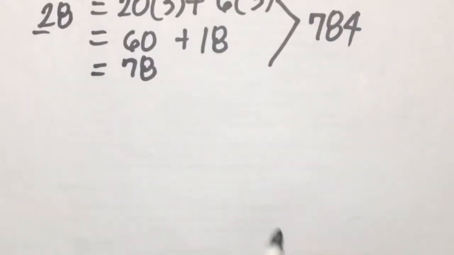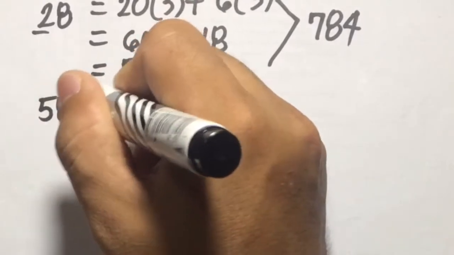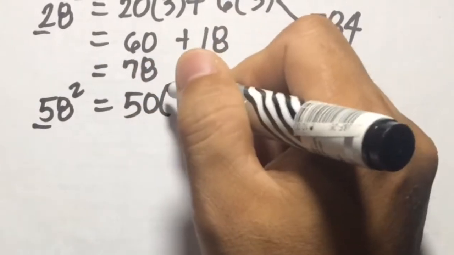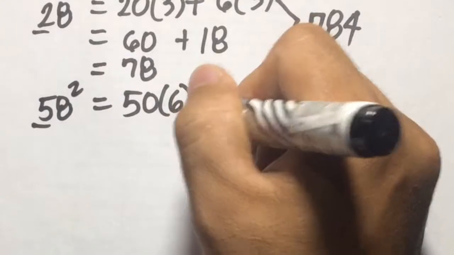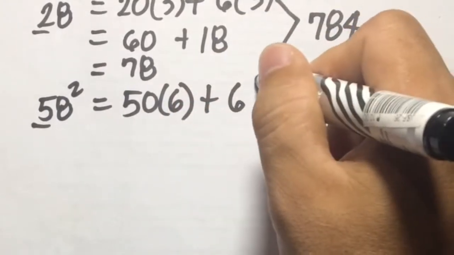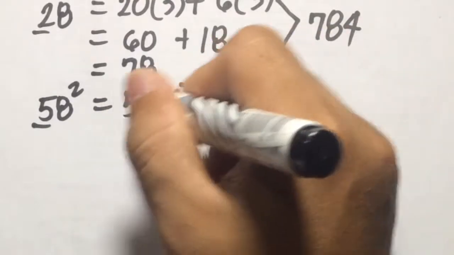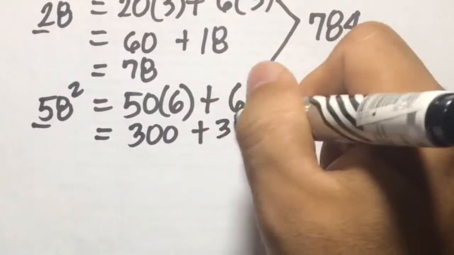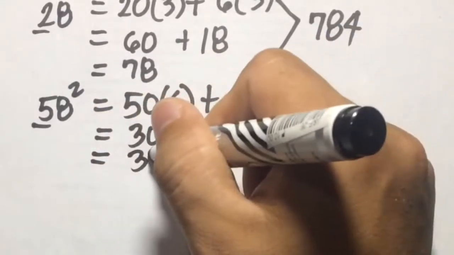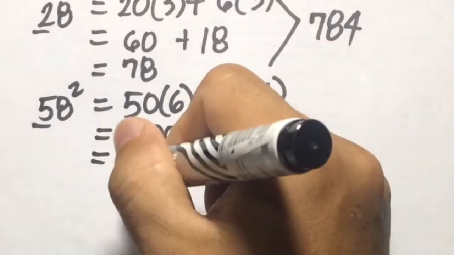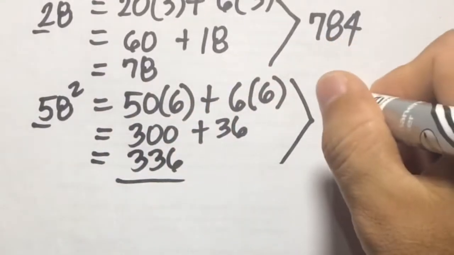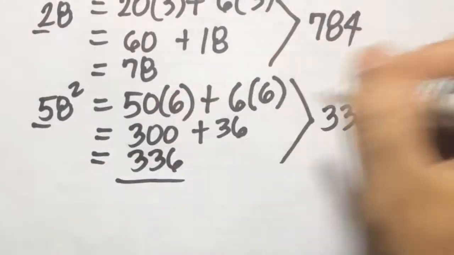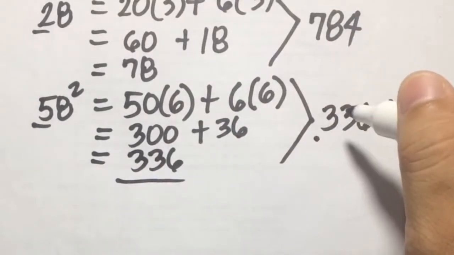Okay, another example. Let's have 58 squared. For 58 squared, the first digit is 5. So we're going to have here 50 times the next number, 6, plus the constant 6 times the same number 6. 50 times 6 is 300. 6 times 6 is 36, so plus 36. So you're going to have your answer as 336. So these are the first digits. So your answer will be 3,364. So 58 squared is 3,364.